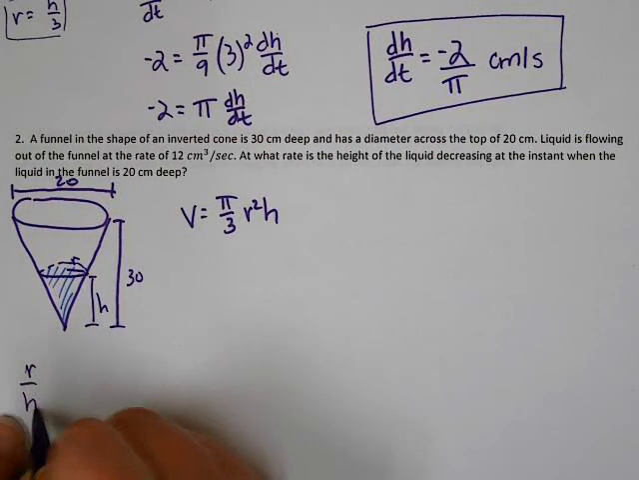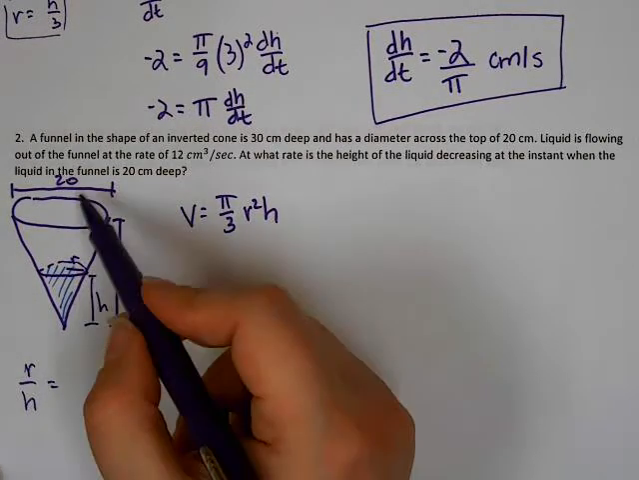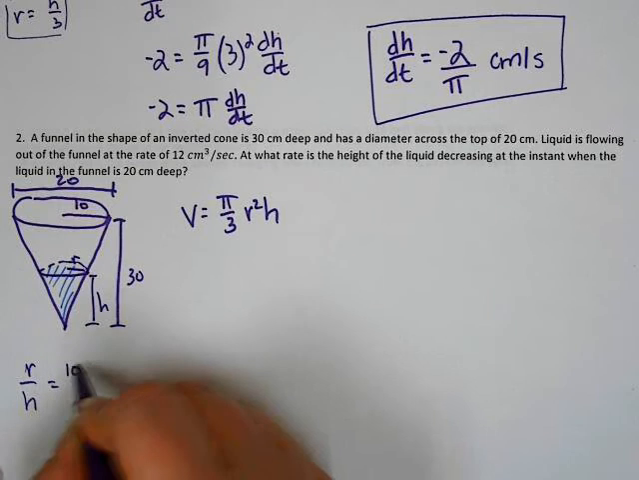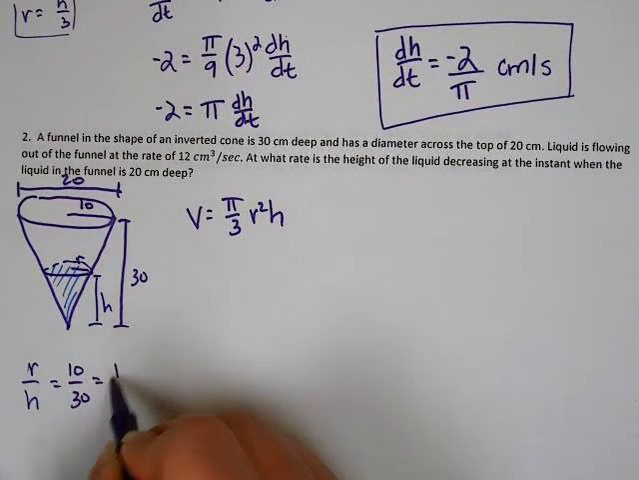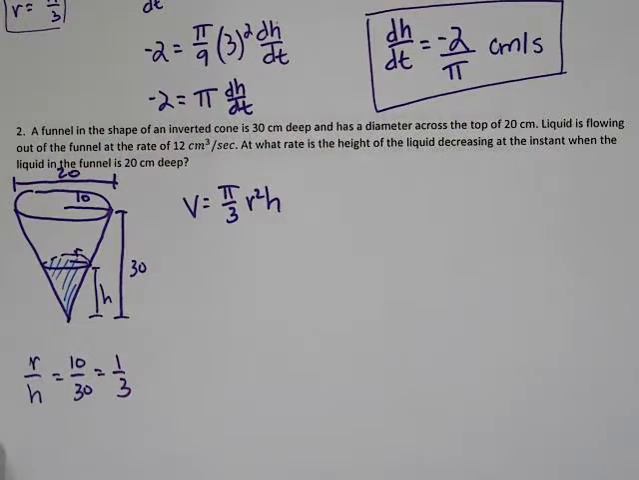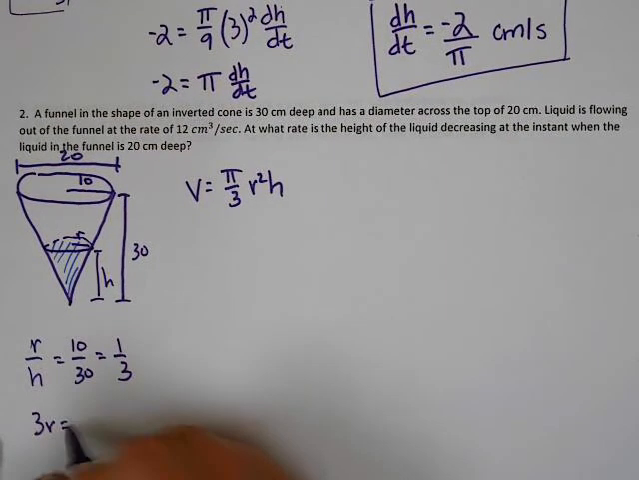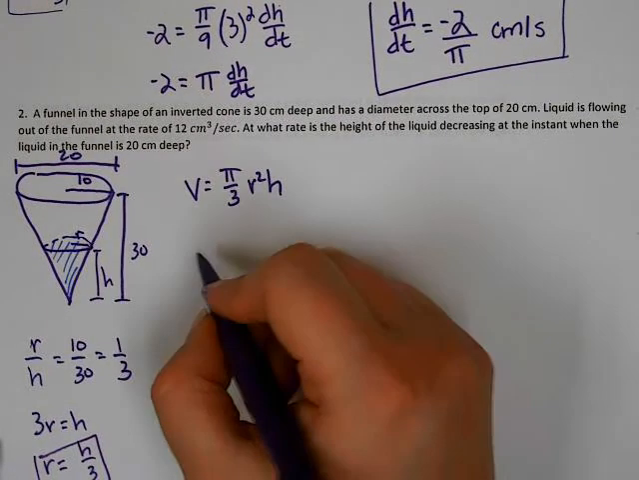So r over h is going to equal, the radius up here would be 10. So 10 over 30. And so we end up getting that that's 1/3 also. So this ends up being very similar to the one above. So we get 3r is equal to h, and r is equal to h over 3. And we can go ahead and put that into our volume.